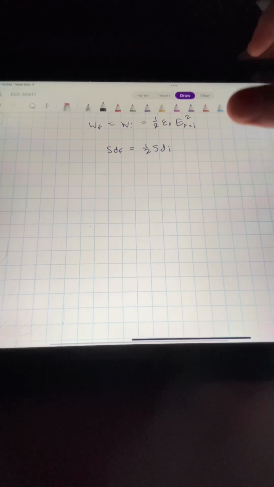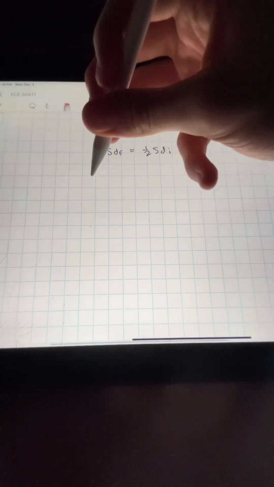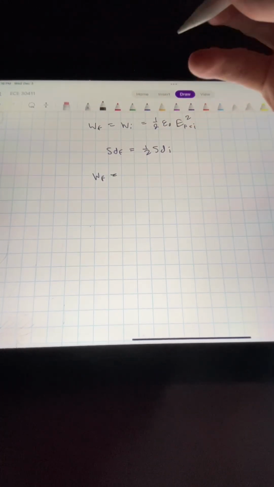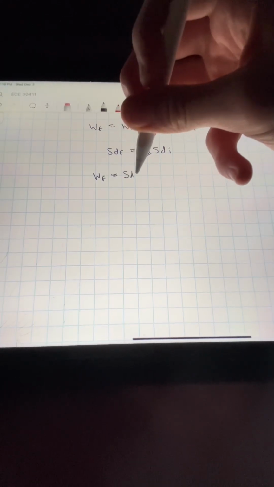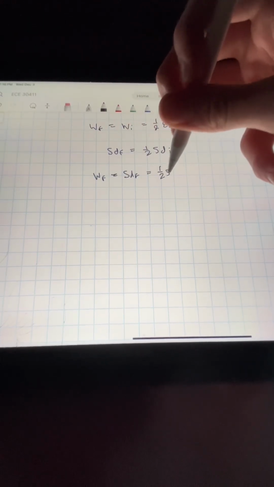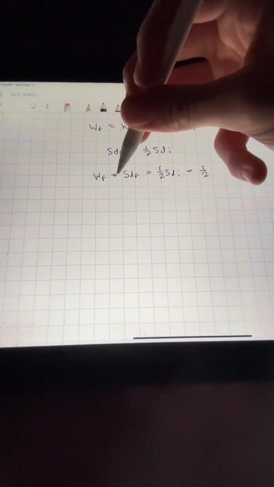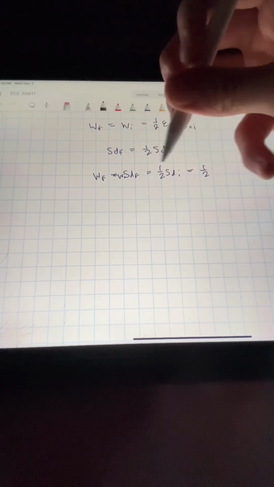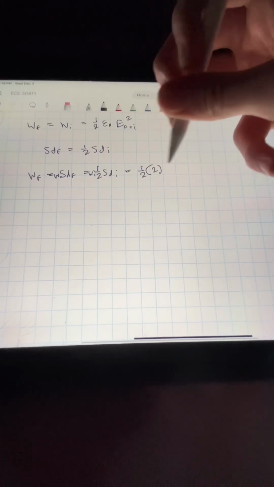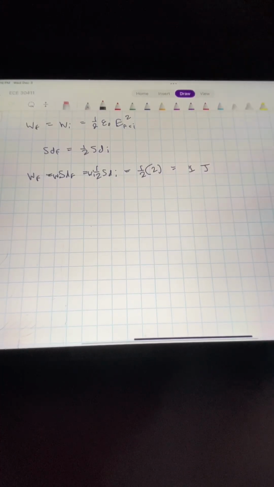So the final energy must be half of the initial energy. So WF equals the energy density times S DF, which equals 1/2 S DI, which equals 1/2. Sorry, forgot the energy density. Put the energy density in there. Which equals 1/2 times 2, which equals 1 joule.